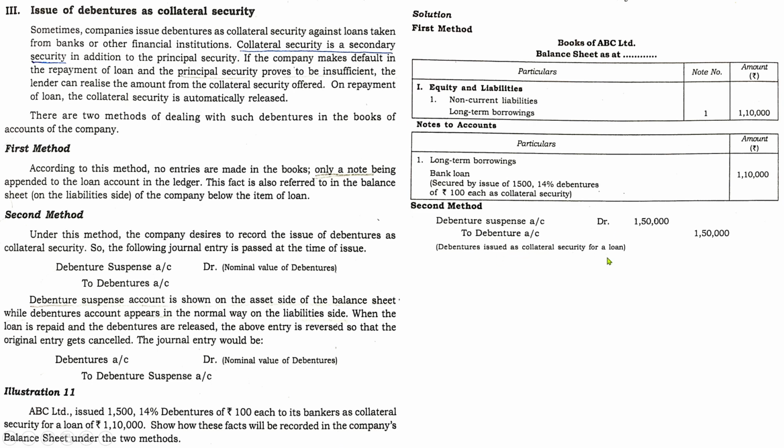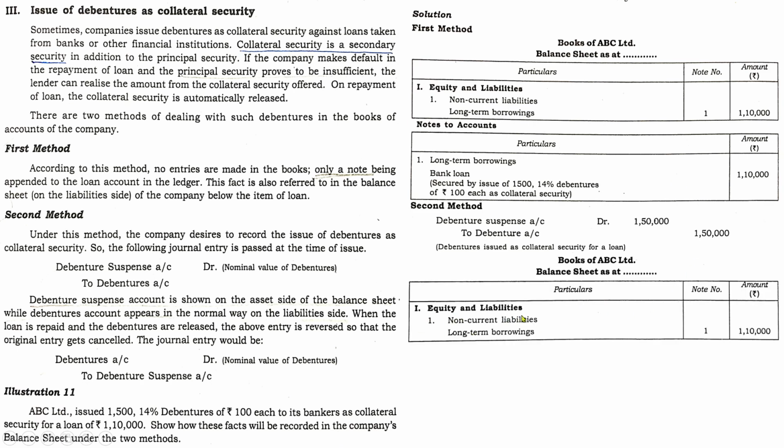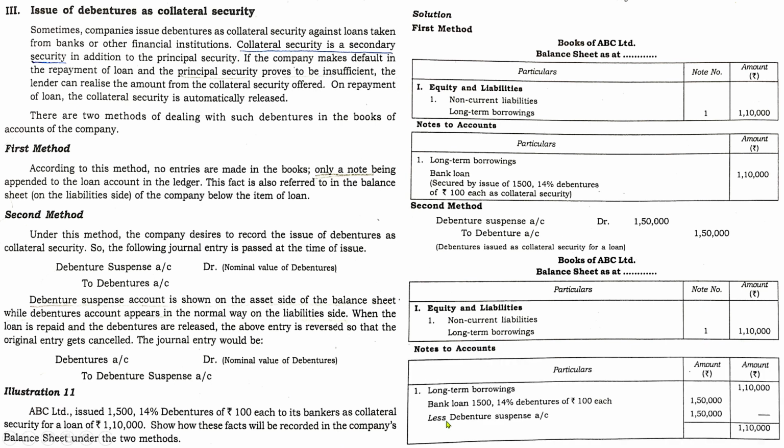So debentures issued as collateral security for a loan, and once you pass the entry, you again have to show the same in the balance sheet. The rest of the procedure is almost similar to the first method. Here, equity and liabilities, non-current liabilities, long-term borrowings, note number one. Here the working note will be shown. Now 1,10,000, that was the loan amount. Next, note to accounts. Here there is a small computation adjustment. Long-term borrowings is 1,10,000, and here, for the bank loan, we have offered 1,500 debentures as collateral security against the loan.